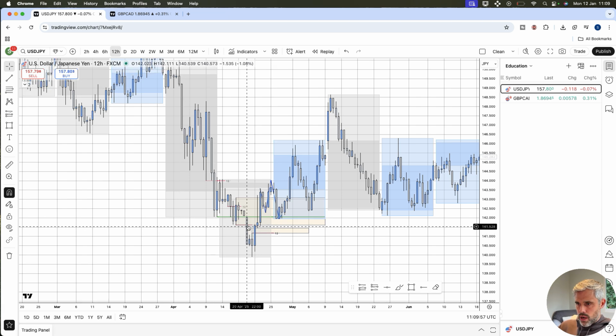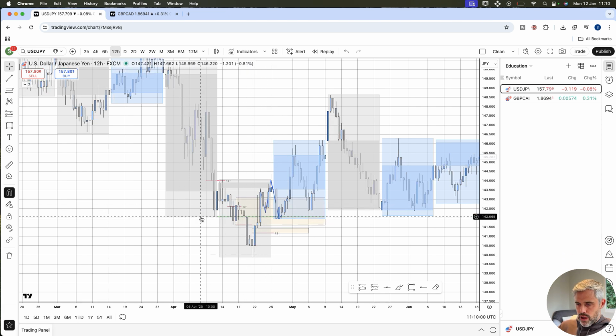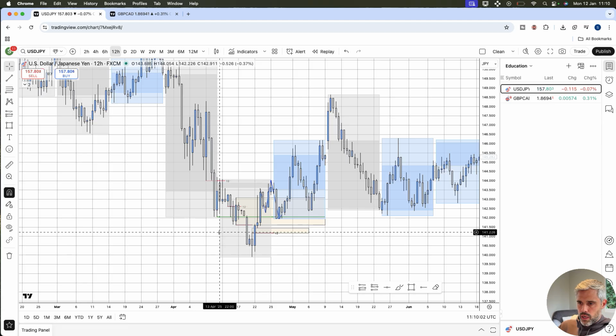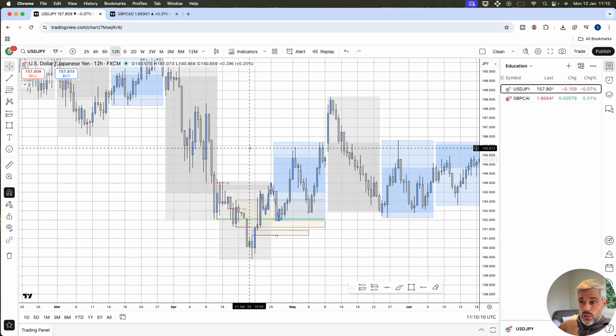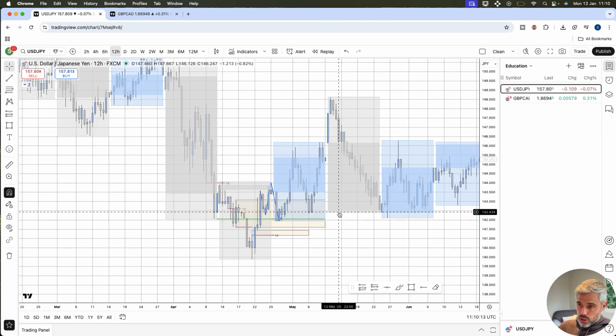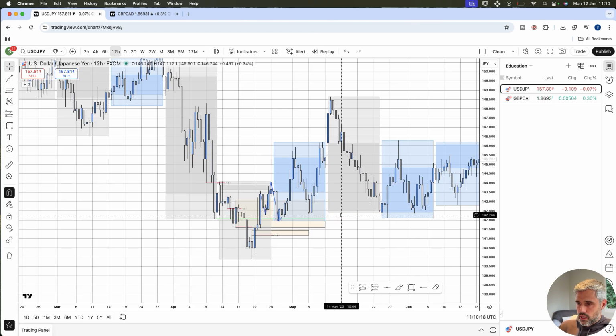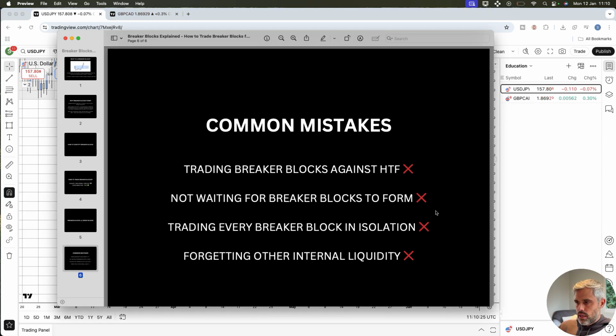So it's about combining the formation of breaker blocks with the fact that we've had these higher time frame liquidations and price has a reason to then reverse. If price has no reason to reverse in the first place, then it could be that the breaker block is just forming to entice you into your position so that you can be manipulated out of that position. So it's really important to combine breaker blocks and the formation of them with higher time frame trade ideas. Like everything, don't trade breaker blocks in isolation, and don't just forget other areas of internal range liquidity.